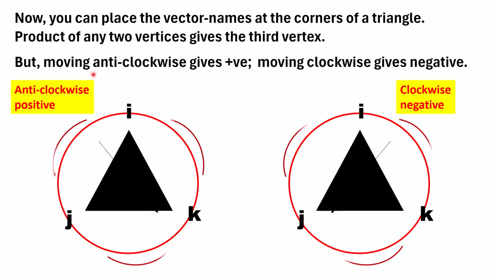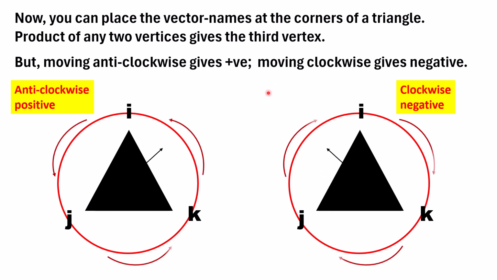So this is the same convention as we see in trigonometry. In trigonometry, the radius vector, the generating line, if it moves anti-clockwise, the angle is positive, and if it moves clockwise, then the angle is negative. Anti-clockwise rotation gives positive angle and clockwise rotation gives negative angle. Here we are following the same convention.